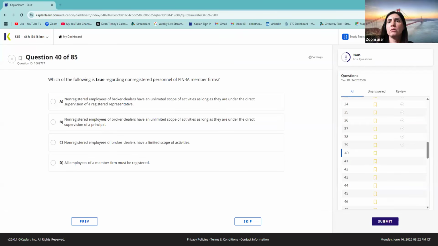Okay, so employees of broker have an unlimited scope of activities as long as they are under the direct supervision. So which of the following is true regarding non-registered personnel? Non-registered employees of brokers have a limited scope of activities. That's more right on. They don't make public contact regarding securities, right? Yeah. Solely clerical nature, right on.